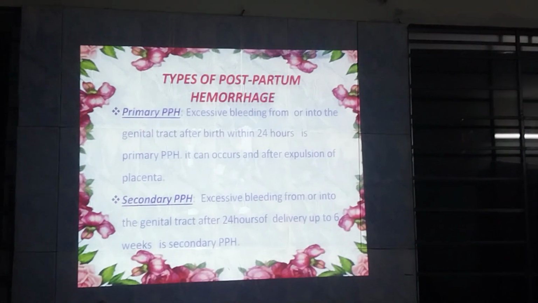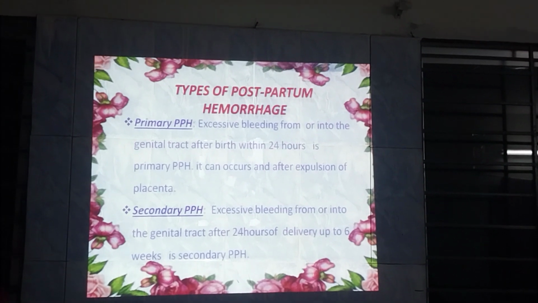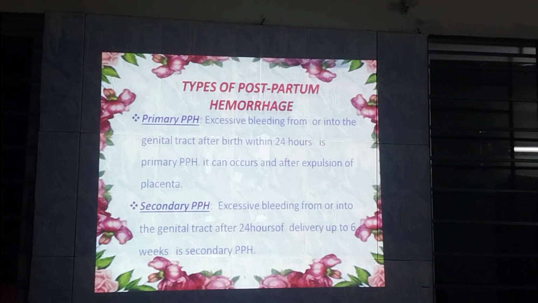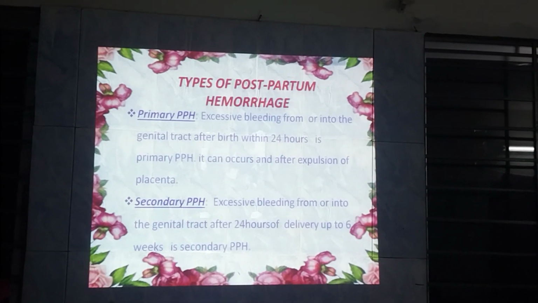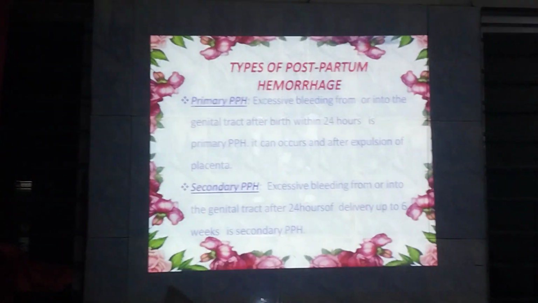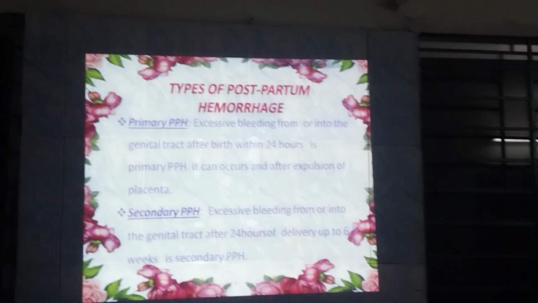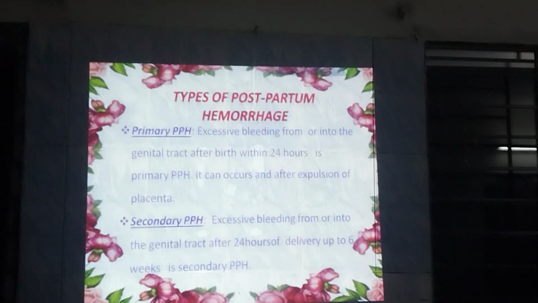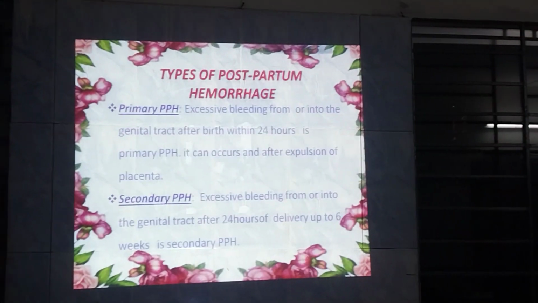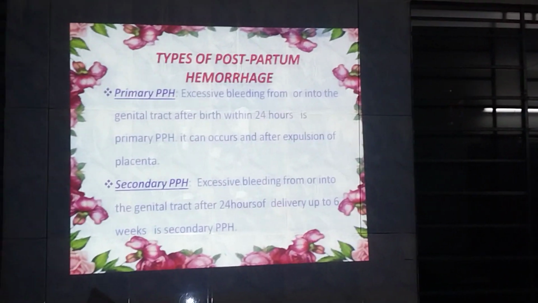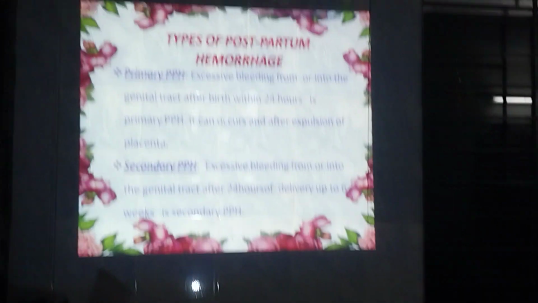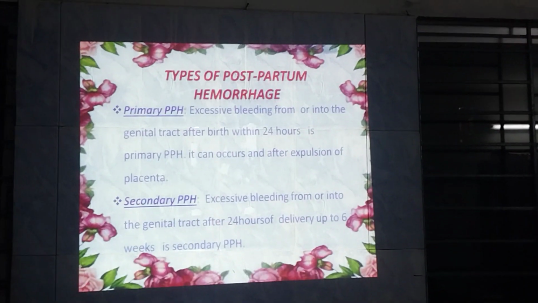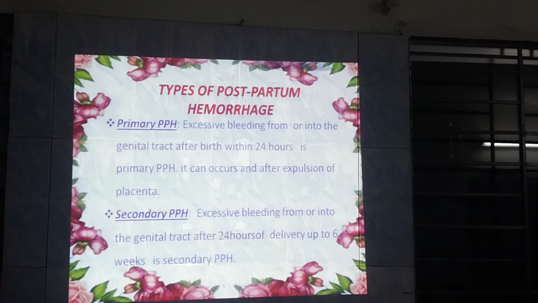Types of postpartum hemorrhage: mainly two types: primary PPH and secondary PPH. Primary PPH: excessive bleeding from or into the genital tract after birth within 24 hours is primary PPH. It can occur before and after expulsion of the placenta. Secondary PPH: excessive bleeding from or into the genital tract after 24 hours of delivery up to 6 weeks is secondary PPH.